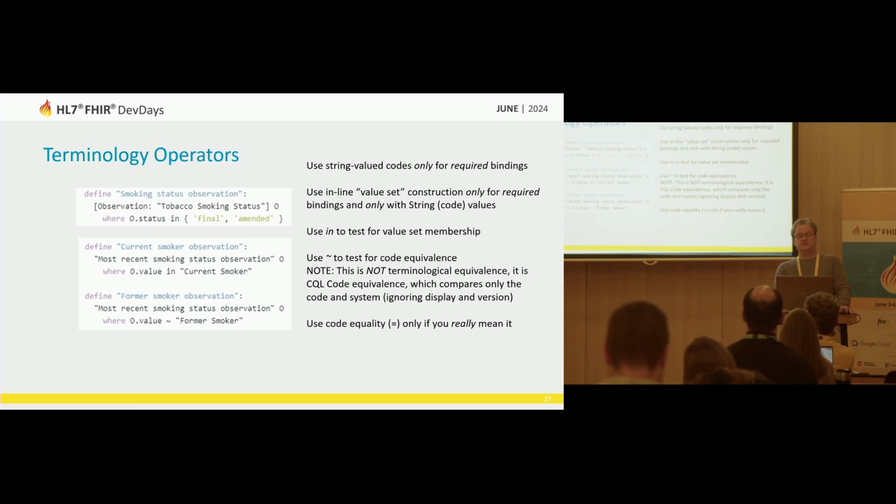So you'll see this in CQL. You can use string valued codes, but only for required bindings, only in the case that the system is not in question, right? The system is established by the binding and the element definition. And so it's okay to say o.status in final, amended, because status can't be from any other code system.